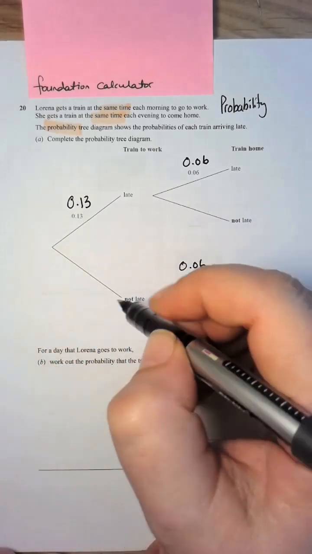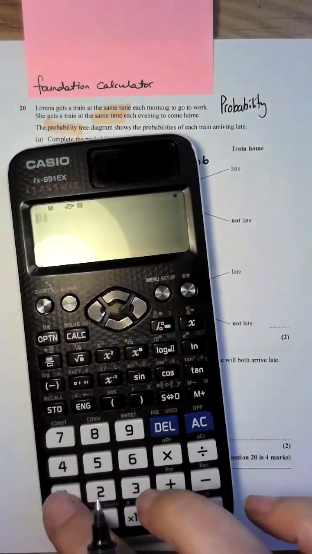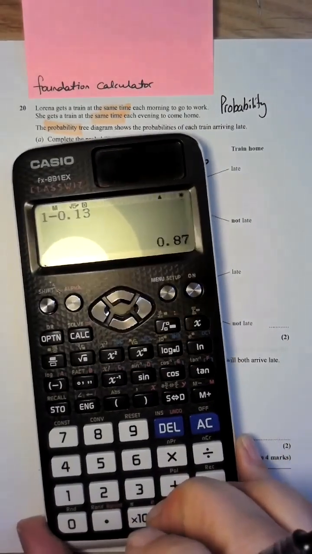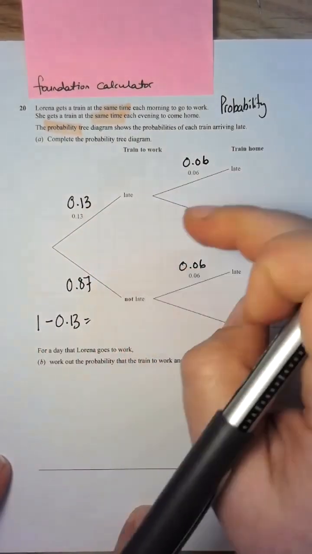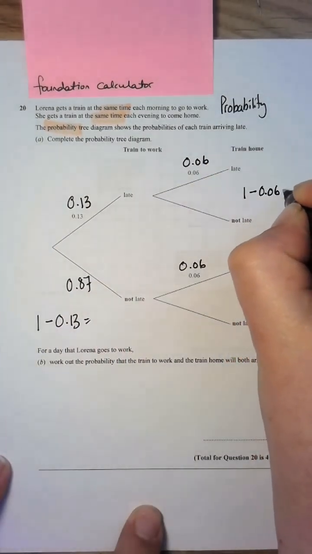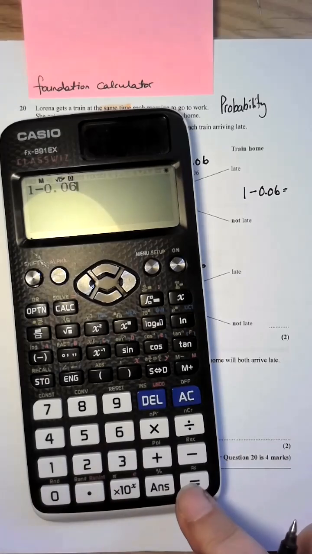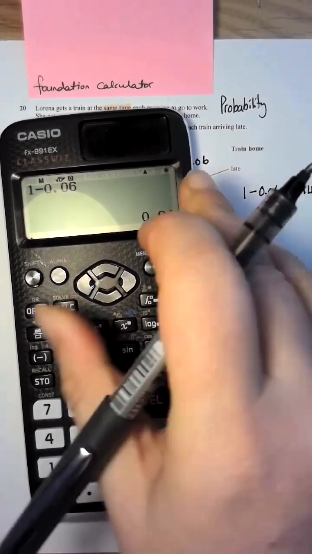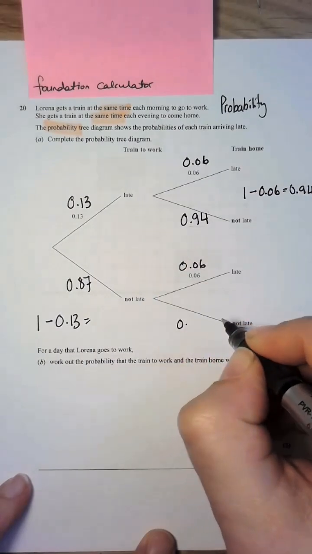The probability that she was not late is 1 subtract that number, or 0.87. These two have to add up to 1. Same here. And 0.94 here again.